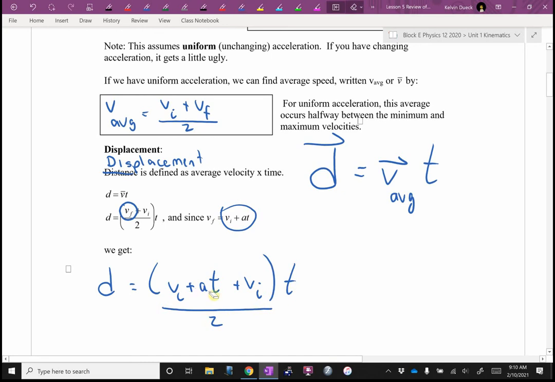Armand, that's still VF plus VI or VI plus VF, just written differently. I'm deriving an equation. I will not make you derive an equation on the test, but I'm a nerd. I will almost always try and show you where stuff comes from.